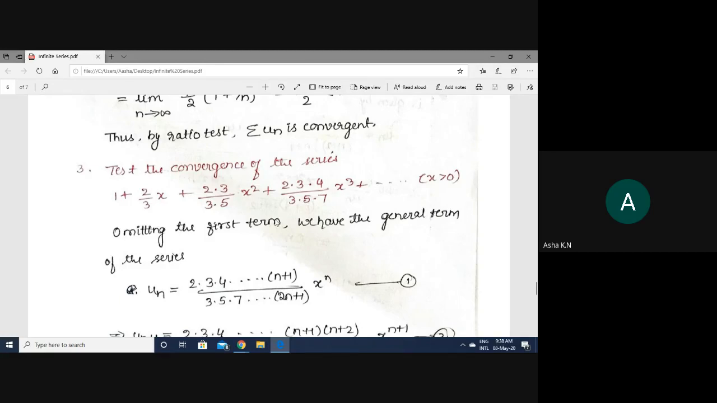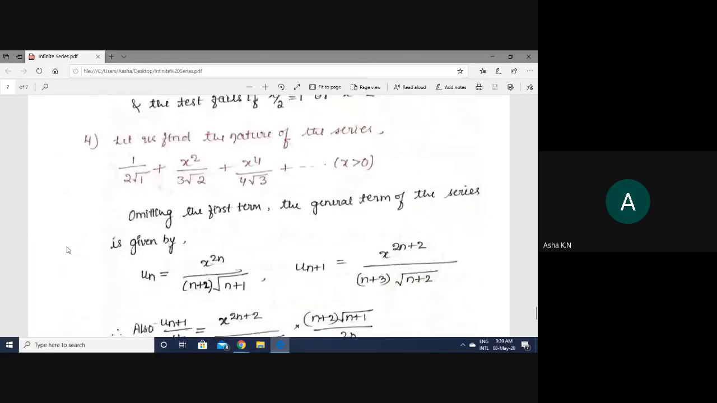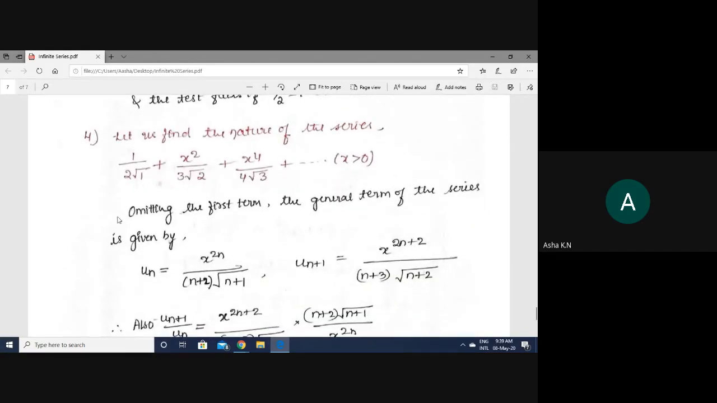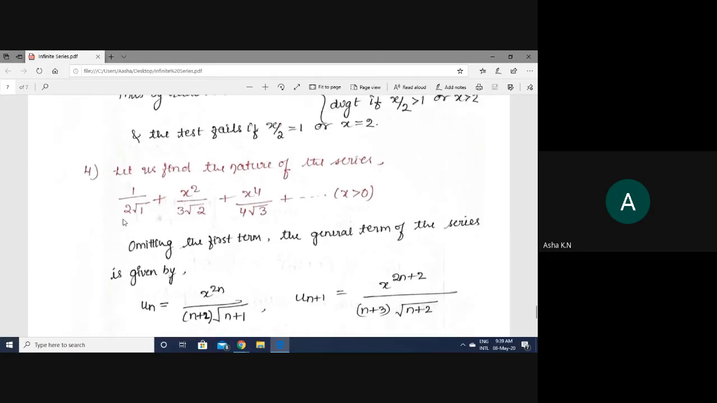If you start with 1, then a will become 1. In that case, it will be 2n minus 1. So nth term of an arithmetic progression is a, the first term, plus n minus 1 into d. D is the common difference. So any doubts now, guys? No doubts? Okay, going to the next problem.